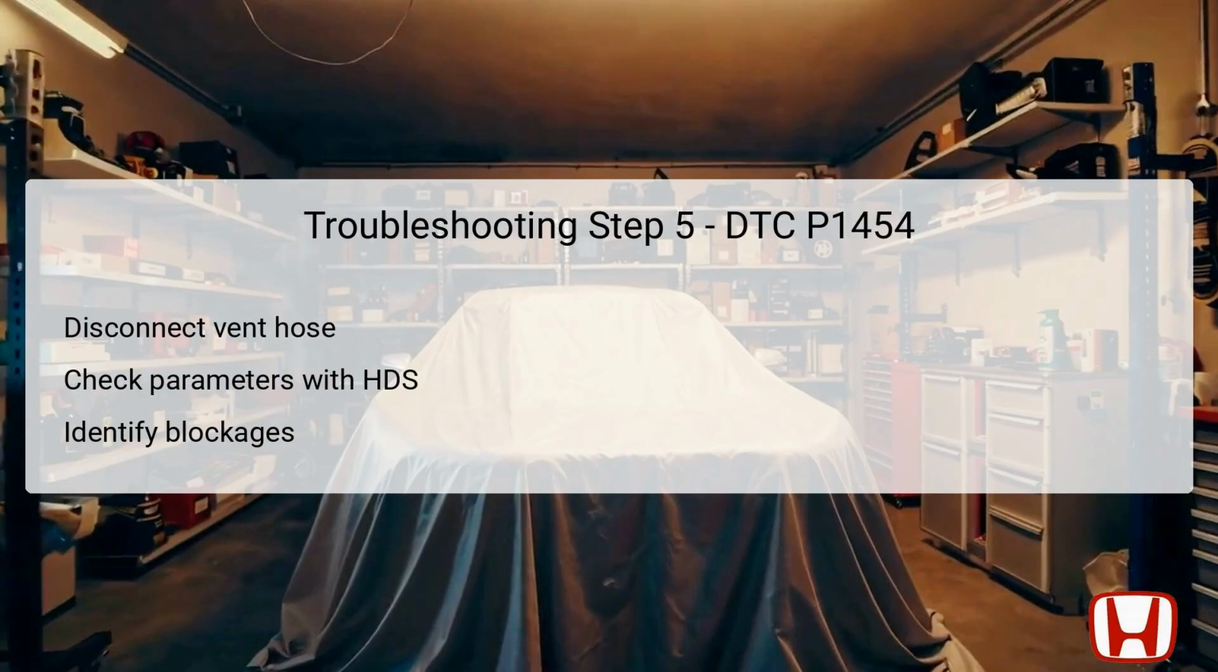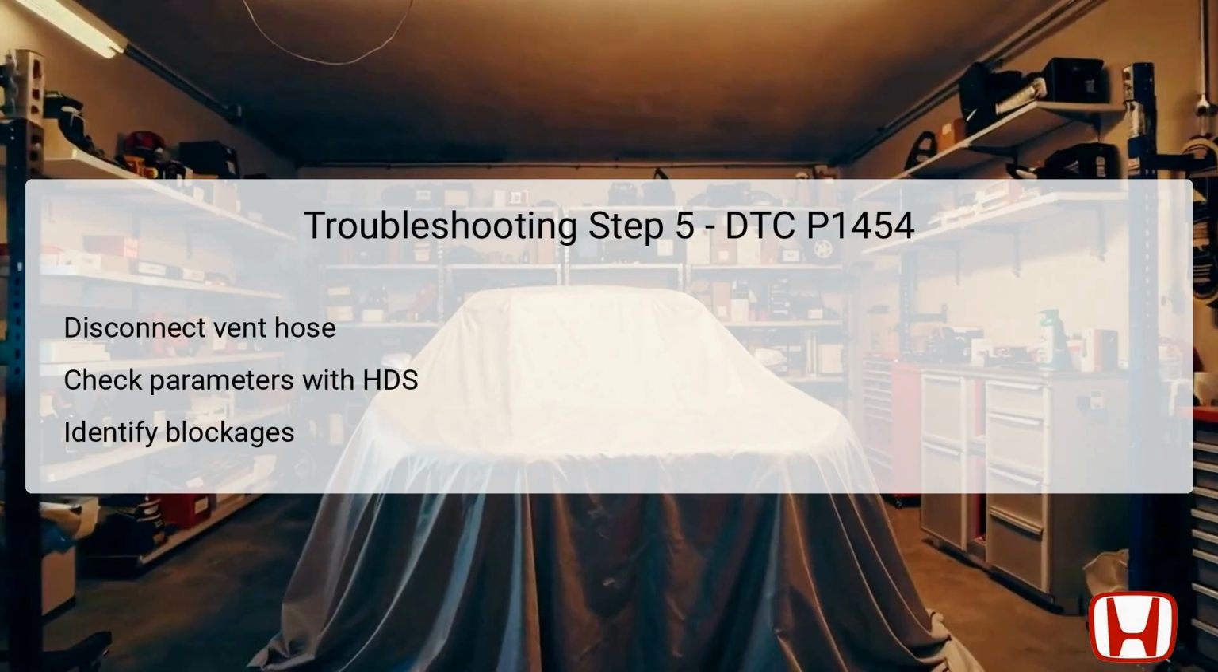In the fifth step, the focus shifts to the FTP sensor vent hose. Start by disconnecting the vent hose from the FTP sensor. This allows for a direct assessment of the hose. Once disconnected, check the parameters again using the HDS. It's crucial to verify that the FTP sensor readings still align within the threshold of -0.67 to 0.67 kPa.